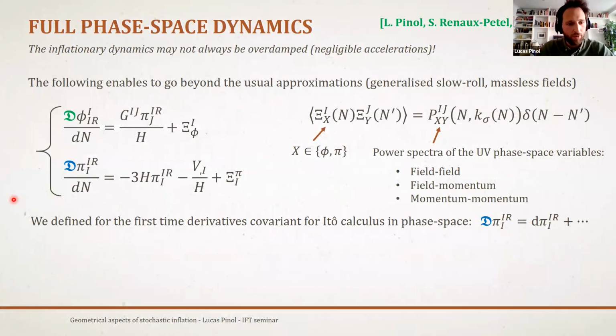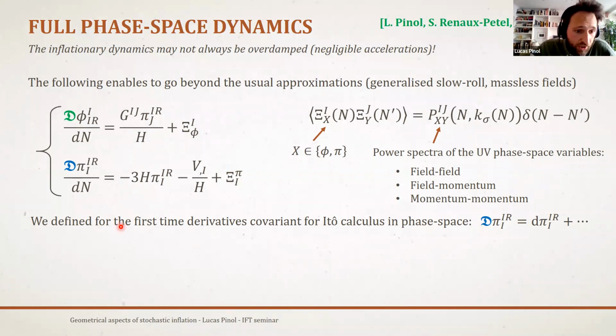But one very important, in my opinion, is to go beyond the approximation of slow roll or overdamped dynamics, where we neglect the acceleration, and to consider the full phase space dynamics. When you do this, you don't only have the field space variables, but you also have the momentum that appears. And therefore, you are looking at the whole phase space dynamics. And when you do this, you find noise both for the fields and for the momenta. You can look at the correlation matrix of these noises, and you have cross correlations of both field and momentum. I mean, you have the most general thing possible.